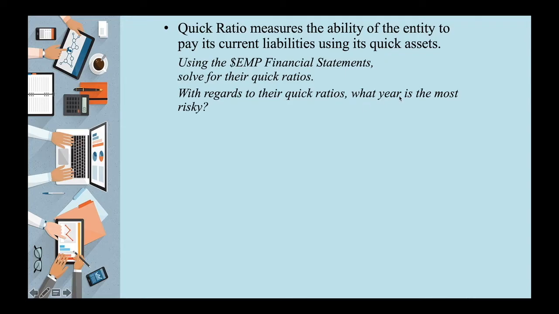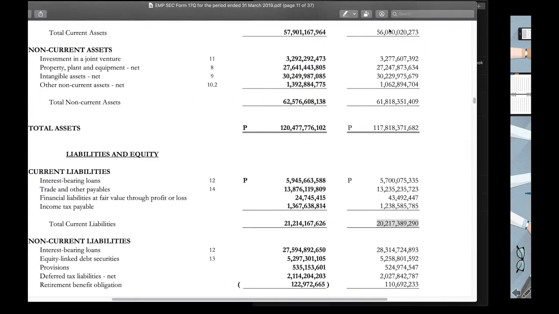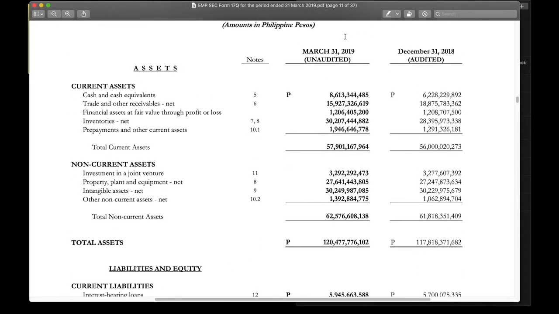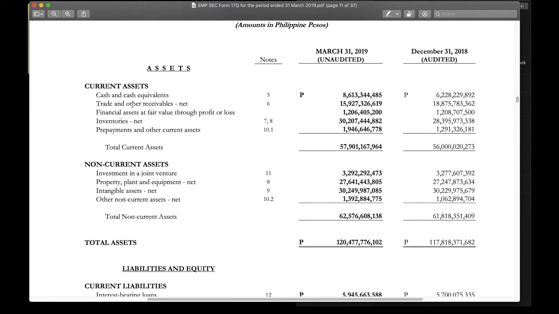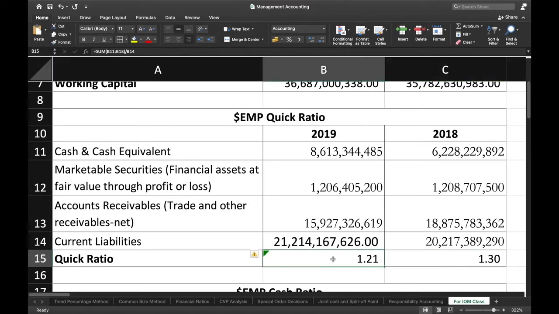Again, when we say quick ratio, yung kakayahan nila na magbayad ng liability nila using its quick assets. Itong quick assets kasi, these are the assets na mabilis ma-turn into cash. Itong inventory kasi, yes, you can convert this into cash, pero hindi ganoon kabilis, no? Illiquid siya. Inventories yan, nasa goods yan. And of course, ang prepayments, di mo naman pwedeng madaliin yung mga prepayments na yan. So, itong tatlo lang. Ano daw yung most risky? Of course, the most risky is the year 2019 dahil siya yung mas maliit na quick ratio.